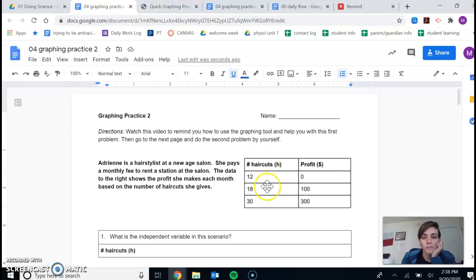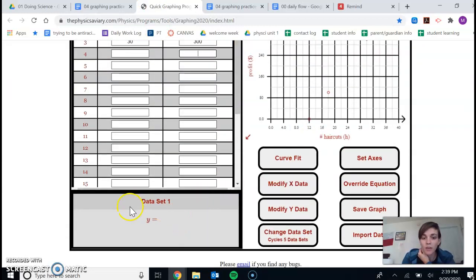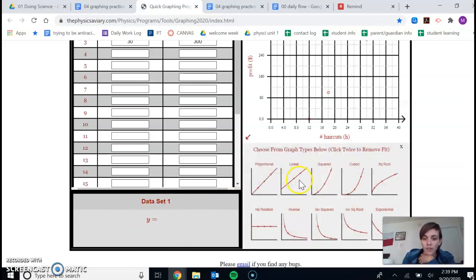Now we put in our data. So 12, 0 is our first data point. 18, 100. 30, 300. Okay, we should be able to see our three data points here. And then I need to do my line of best fit to get my math equation down here. So I'm going to click curve fit and then linear. All right, and here is my math equation, y equals mx plus b.